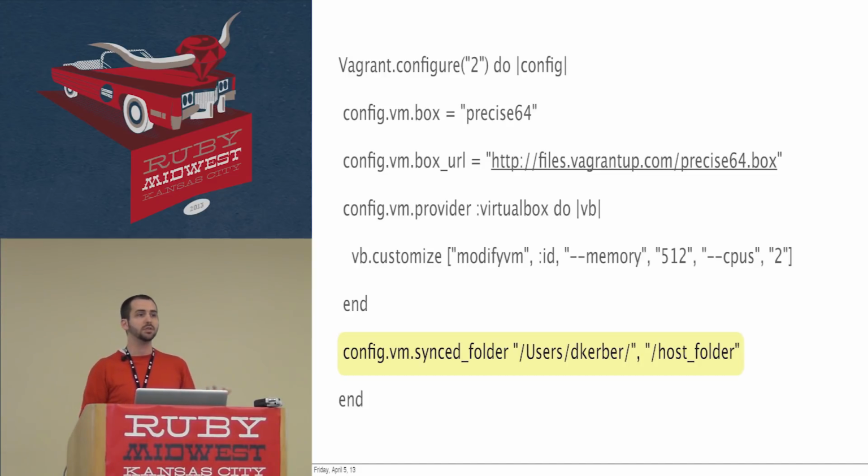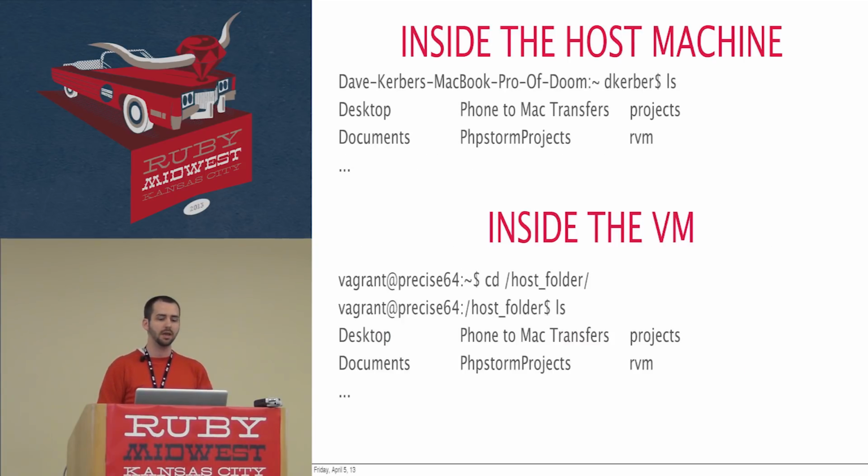Vagrant has the idea of synced folders, which if you've ever used VirtualBox or Parallels or VMware Fusion or any of those, it's the same thing as like shared folders. So it's a folder on your host machine that gets shared with your virtual machine at a specific location. So I'm sharing my home folder with the virtual machine at /host folder. So if I were to ls my home folder on the host machine, that's what I'd see at the top. And if I were to look at that on the VM, I see the exact same thing.